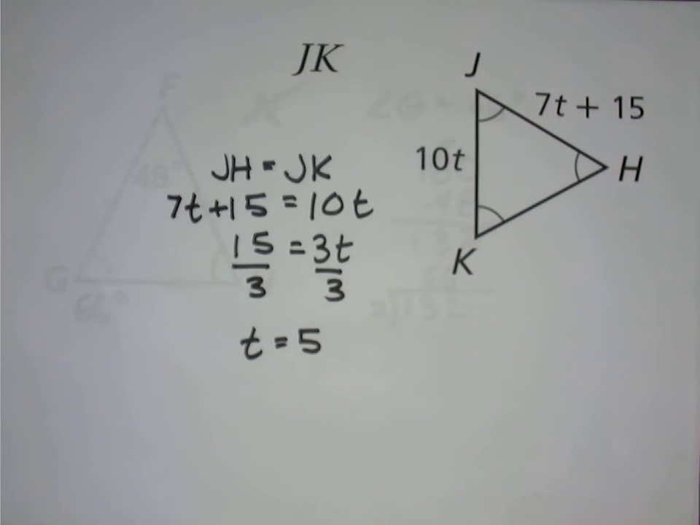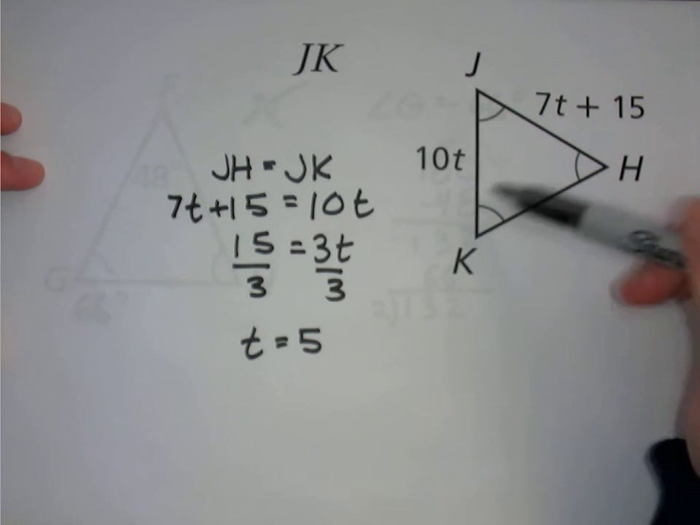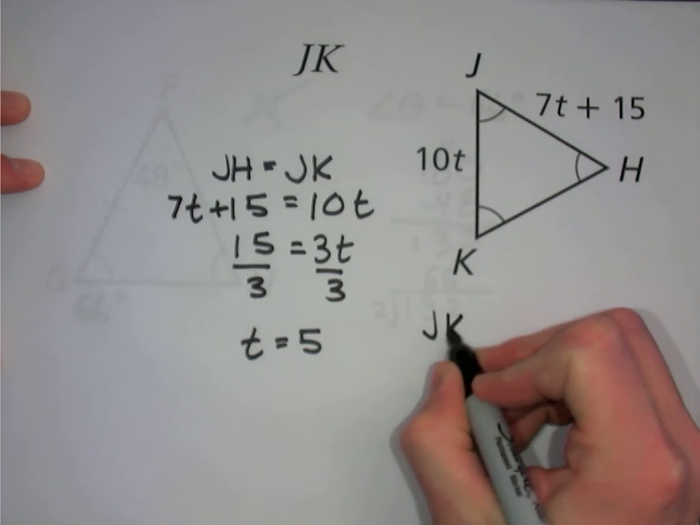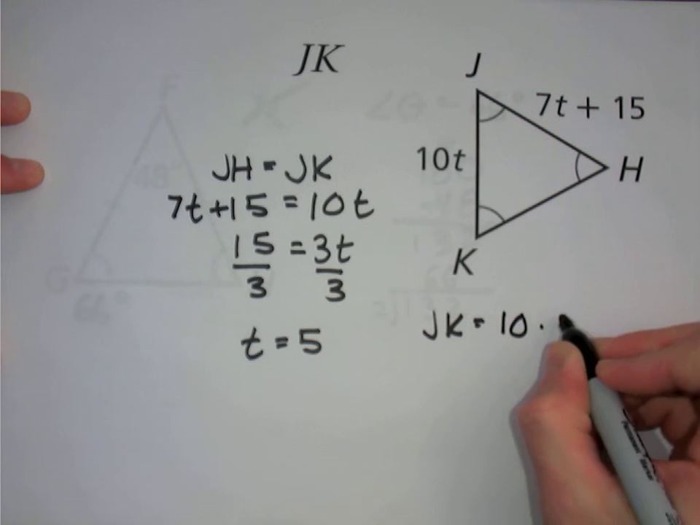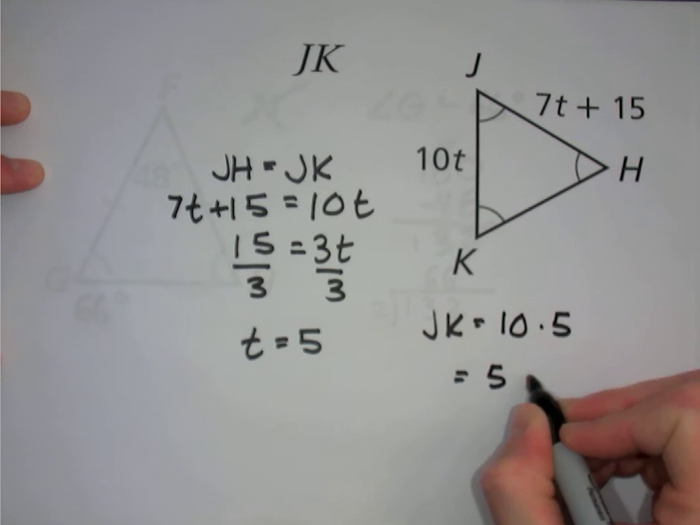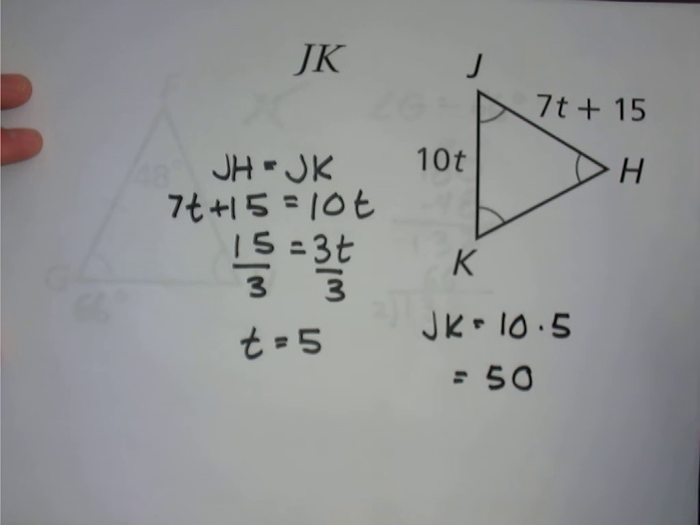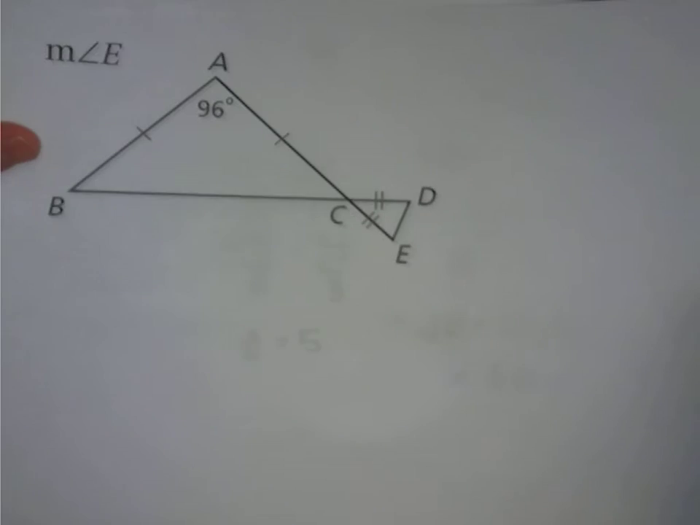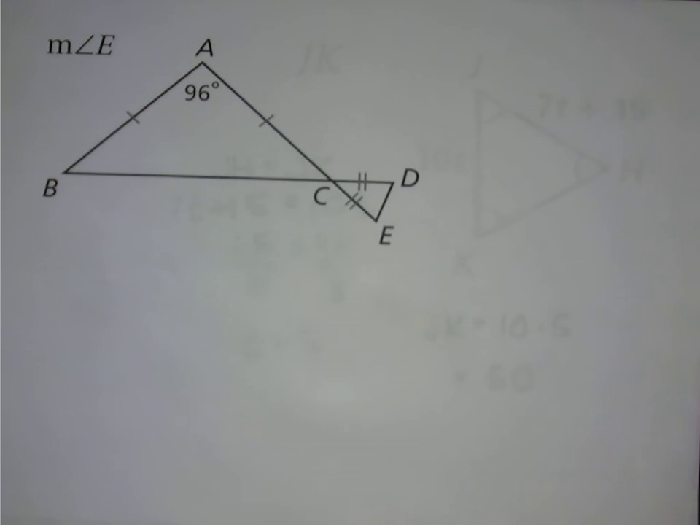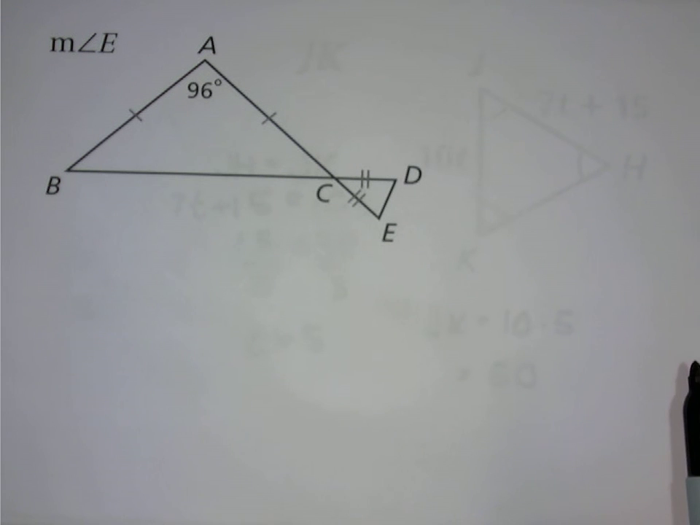Now I'm not finished, right? I'm asked to find the length of JK. So JK is equal to 10 times 5, which is 50. So JK is 50, and of course all three sides would actually be 50 in this case. That's the second type of problem. The third type of problem looks a bit trickier than the other two. You can see in this case I have two triangles. It looks like both of them are isosceles triangles, and it looks like I'm asked to find the measure of angle E. So where do we start?